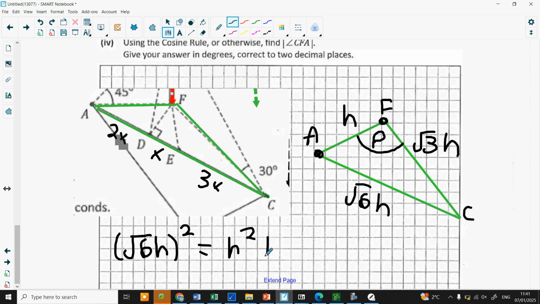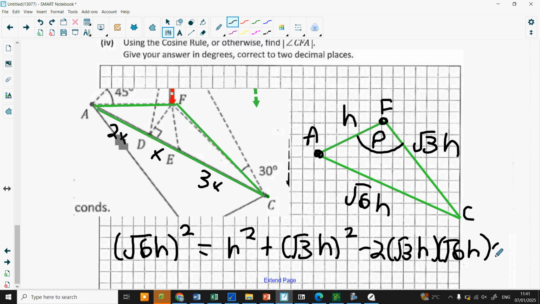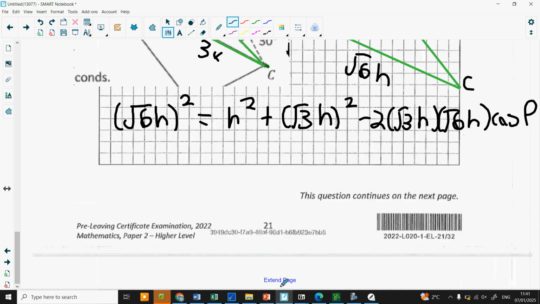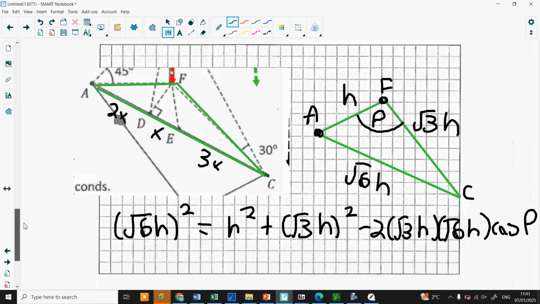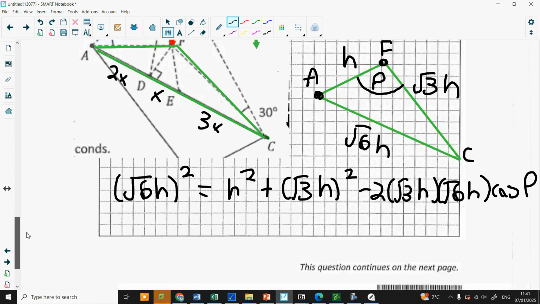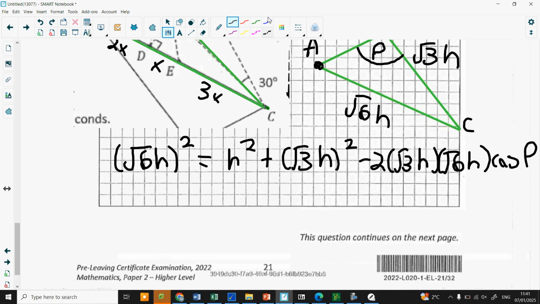Root 6H squared equals H squared plus root 3H squared minus 2 times root 3H by root 6H times cos P. What type of angle do you think we're looking at? Obtuse? Above 90? Yeah. All the H's can disappear. Get rid of all the H squareds, because they're all going to turn to H squareds anyway, aren't they?